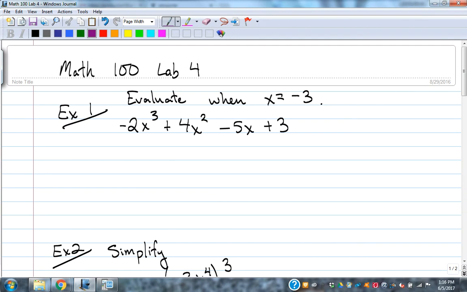All right, Math 100 Lab 4. We'll look at some use of exponents and evaluations and simplifications of some problems focused around the use of exponents and the rules that are involved with that.